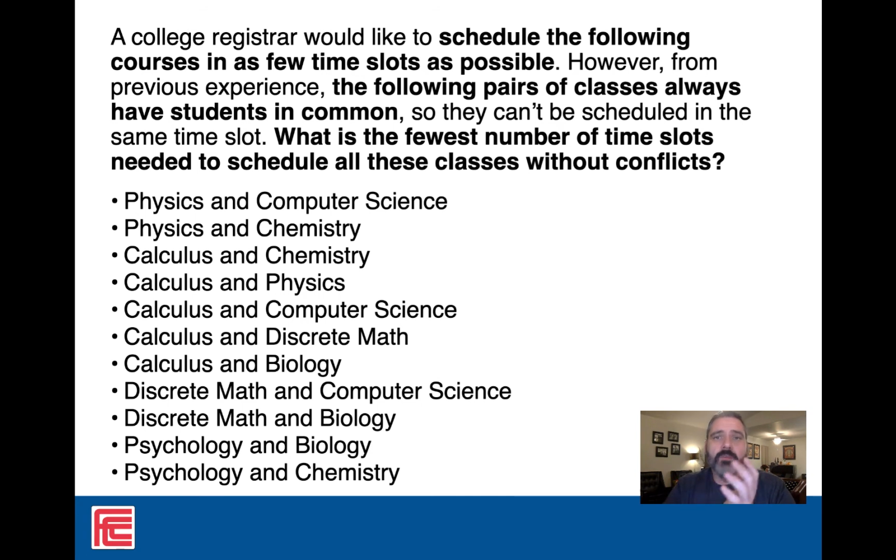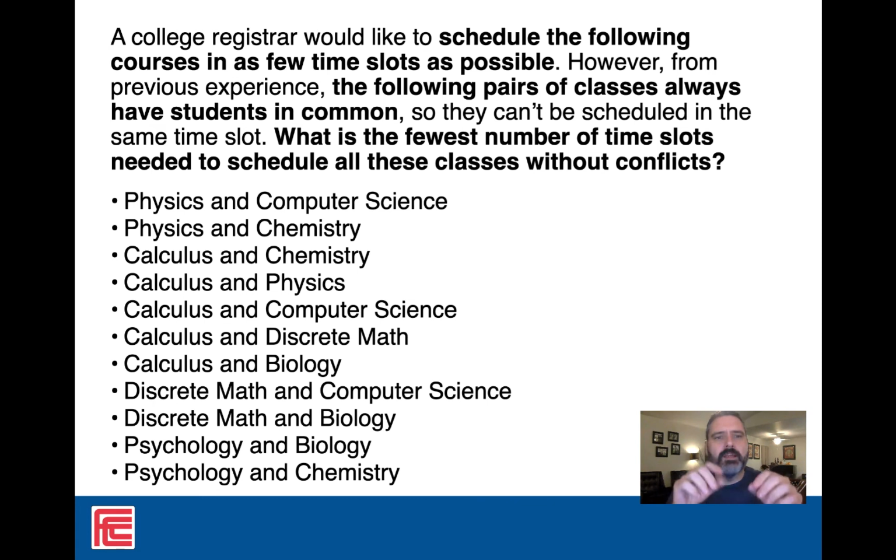A college registrar would like to schedule the following courses in as few time slots as possible. However, they know that there are classes that always have students in common. Computer science students, for instance, need to take physics, and physics students need to take computer science. There's going to be an overlap in those students between physics and chemistry, between calculus and chemistry, calculus and physics, calculus and computer science, calculus and everything. Yeah, everybody needs calculus, right?